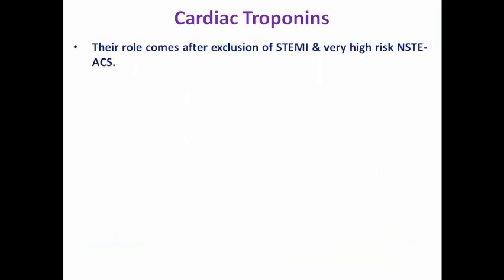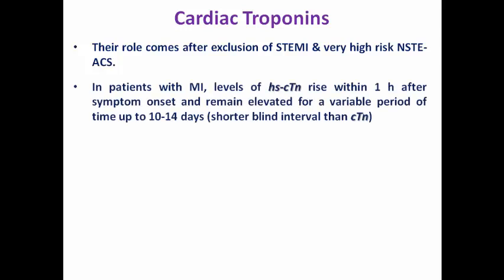Let's raise some facts. First of all, the role of troponin comes after exclusion of STEMI or very high risk non-ST elevation acute coronary syndrome. As in this case, we don't need cardiac troponin. The patient should be triaged for emergency reperfusion. In patients with MI, the level of high sensitivity cardiac troponin rises within 1 hour after symptom onset and remains elevated for a period of 10 to 14 days, so it has a shorter blind interval than the standard cardiac troponin.